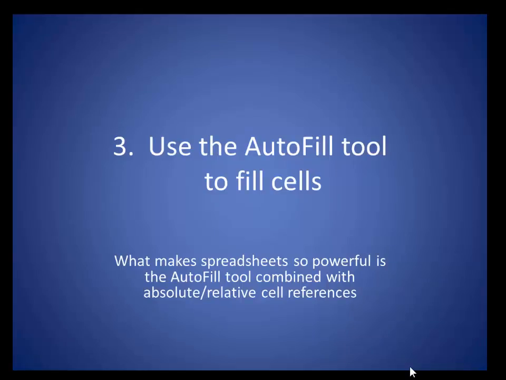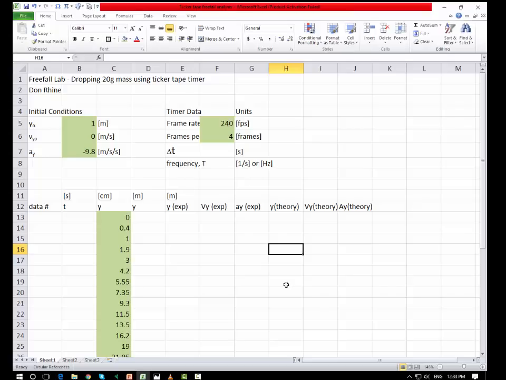So the next thing I'd like to show you is the most important feature, in my opinion, of a spreadsheet: the autofill tool. Combined with, as you see later on, absolute and relative cell references, it is the most powerful feature of spreadsheets. For my first example, I'll show you how to fill out my data set numbers. Very easy thing to do. I'd like to put the numbers 1, 2, 3, and so on down to however many, but I really don't want to take all the time to type them in one by one.